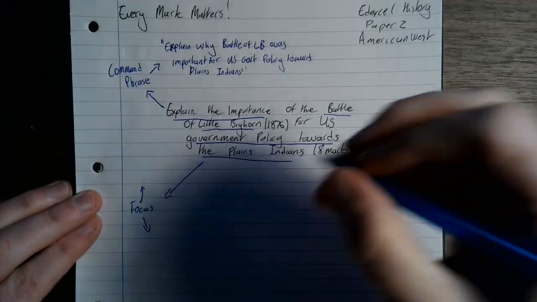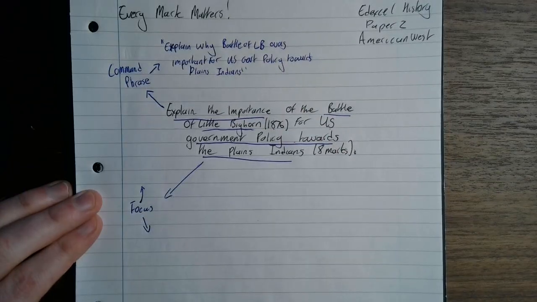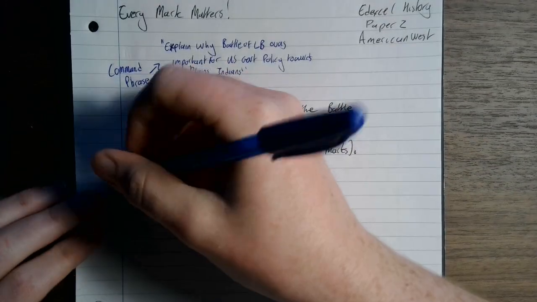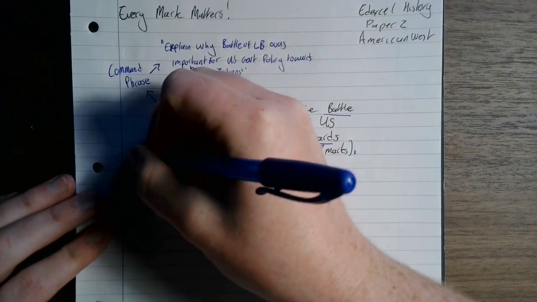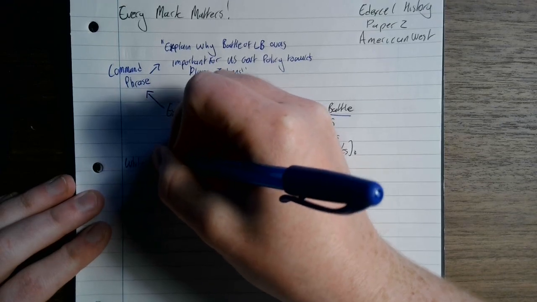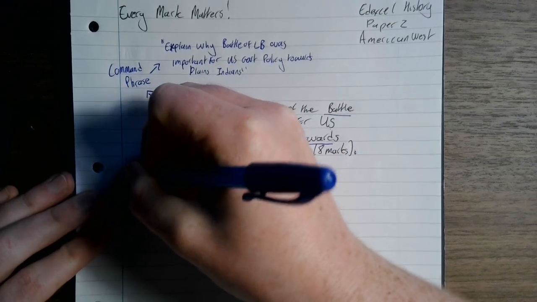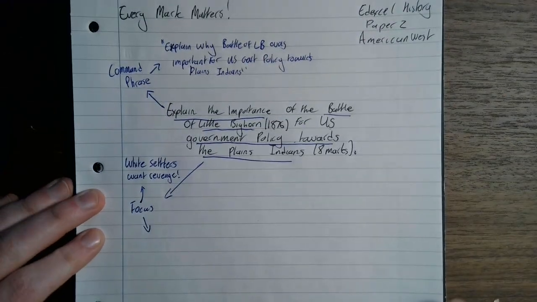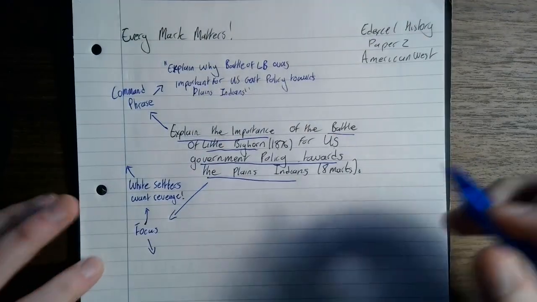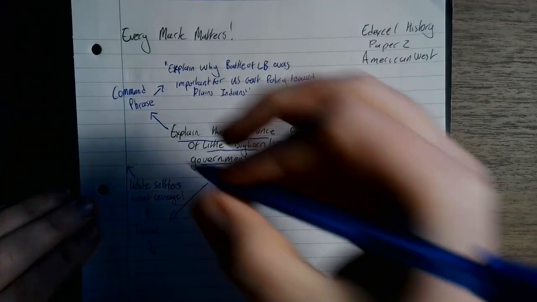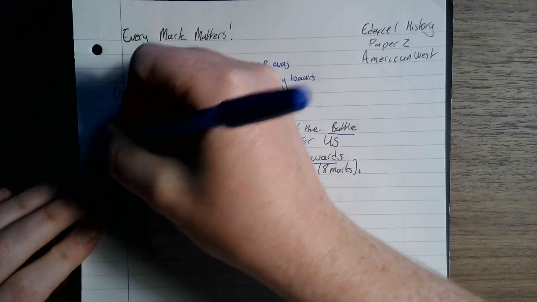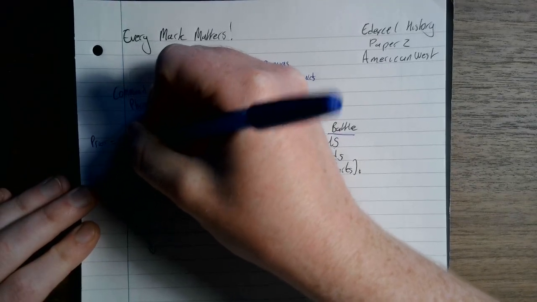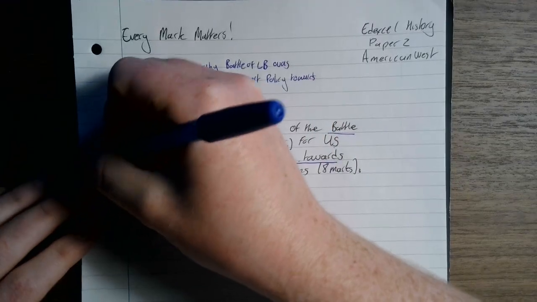So the focus here is what we want to talk about: the changes to US government policy. So let's start with, well, we have white settlers want revenge. I just want to make this clear that prior to this, the white settlers just wanted them to become Christian. So I might just add in prior equals Christian. After equals revenge.